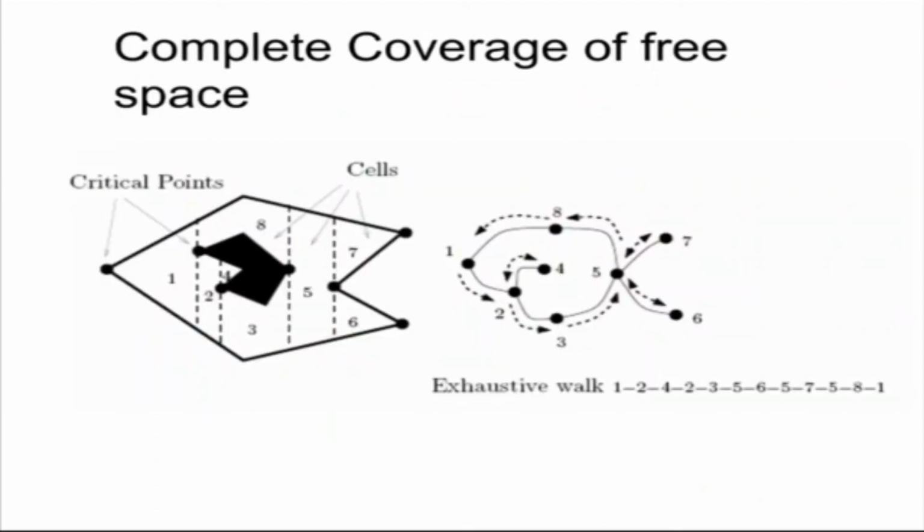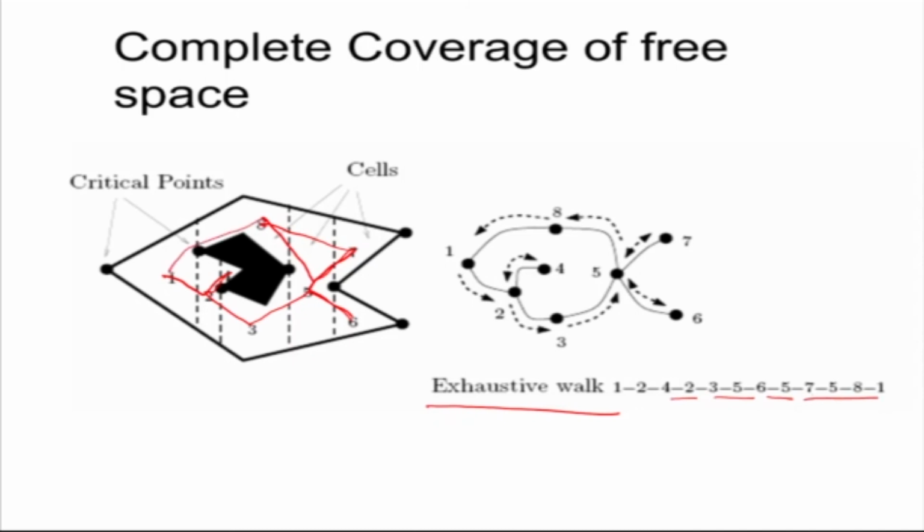Now, this is another example where we are dividing it into a number of cells, and the exhaustive walk follows cells 1, 2, 4, 2, 3. So it is going from 1 to 2, then to 4. Then from 4 it goes back to 2, and then to 3. Then 5, 6, and back to 5 again, then it goes to 7, then to 8. Sorry, 7 to 5, then to 8, and then back to 1.